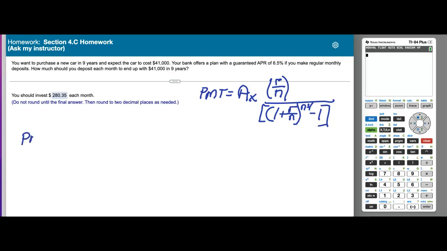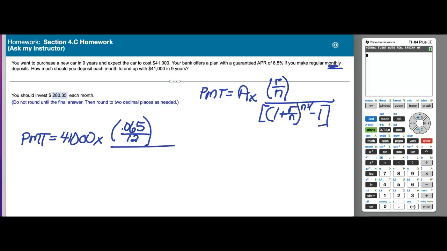So to find my payment, what I want to end up with is $41,000. And I'm multiplying this times this fraction, which is a complex fraction. So we've got 0.065, that's the APR written as a decimal, divided by the number of times compounded in the year. And the reason I know that's 12 is because we're asked to be making regular monthly payments.